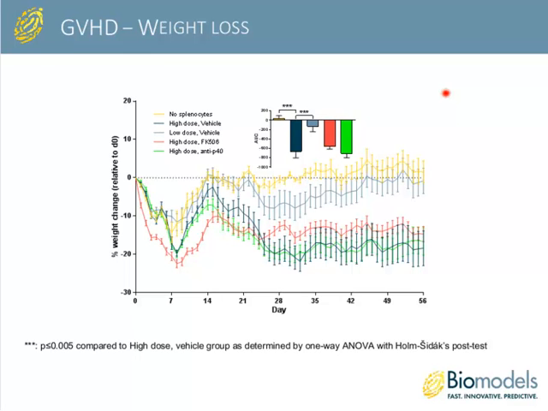So all of these mice got CD3 depleted bone marrow, but the yellow line at the top, they did not receive any splenocytes, and you can see that they actually don't get a lot of disease. Then the light blue and the dark blue lines, those got 2 different doses of splenocytes, and you can see that the severity of the weight loss is dependent on the amount of splenocytes injected.